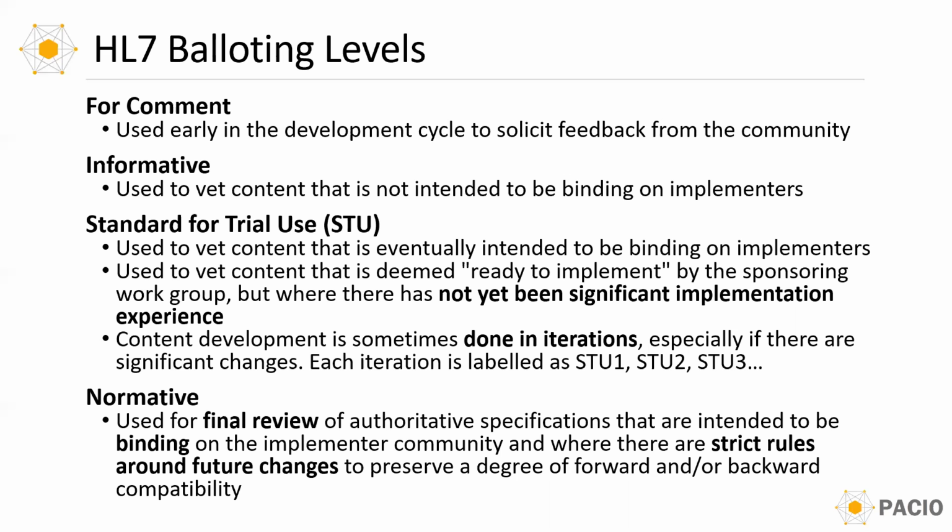Lastly, we have the normative ballot, which is used for the final review of specifications and are binding on implementers. The specifications that result from this are considered authoritative. This is the gold standard that we hope to achieve eventually. One of the key aspects of the normative standard is that all subsequent modifications must be backward compatible, which is not the case with the STU standards. HL7 requires standards submitted for normative balloting to have at least 5 production implementations.